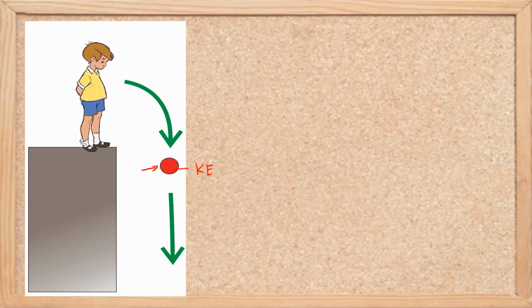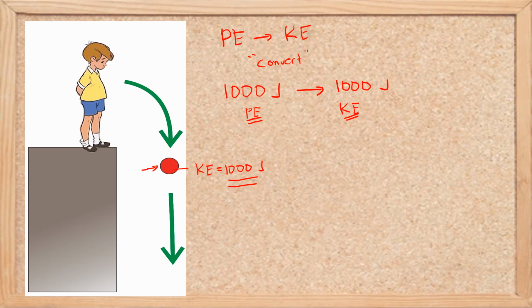Okay, very good. So remember that your potential energy, you convert it into kinetic energy. The word is convert. So that means if your potential energy is 1000 joules, and you just convert it into kinetic energy, it will still be 1000 joules, because you just change it from one form to another form. So therefore, the kinetic energy of this ball is still 1000 joules.